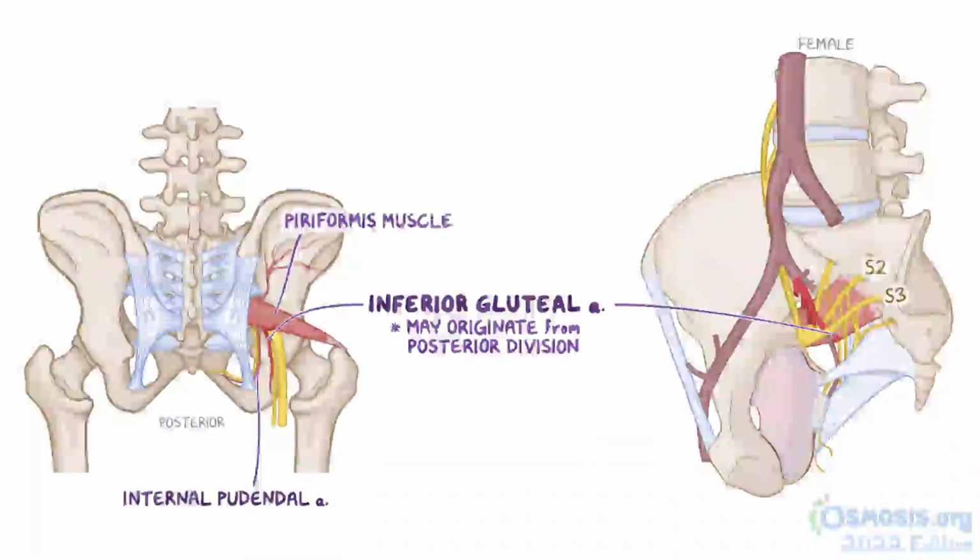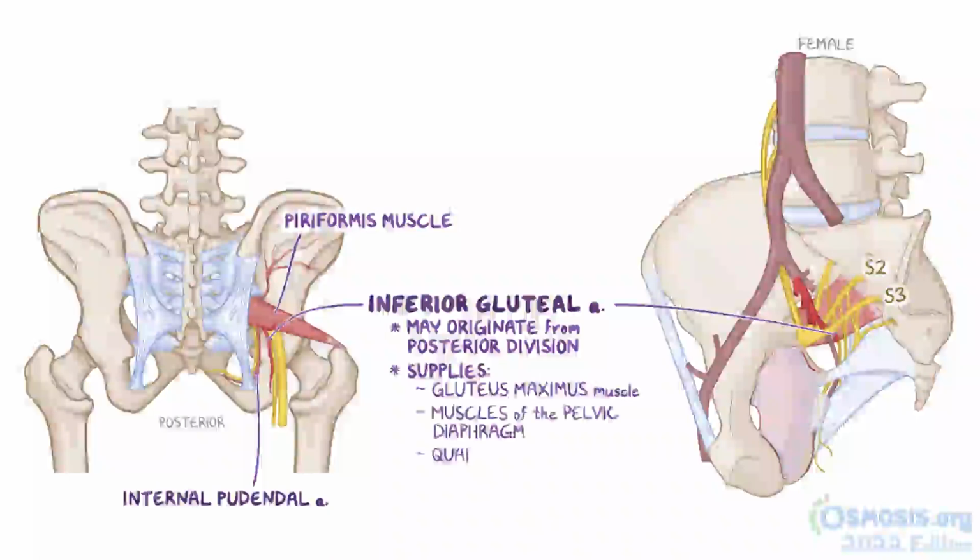The name of this artery gives a clue about the structures it supplies, namely the gluteus maximus, which is the largest muscle in the human body. This artery also supplies muscles of the pelvic diaphragm, quadratus femoris, and piriformis muscles. Finally, it supplies the sciatic nerve, which is the largest nerve in the human body.